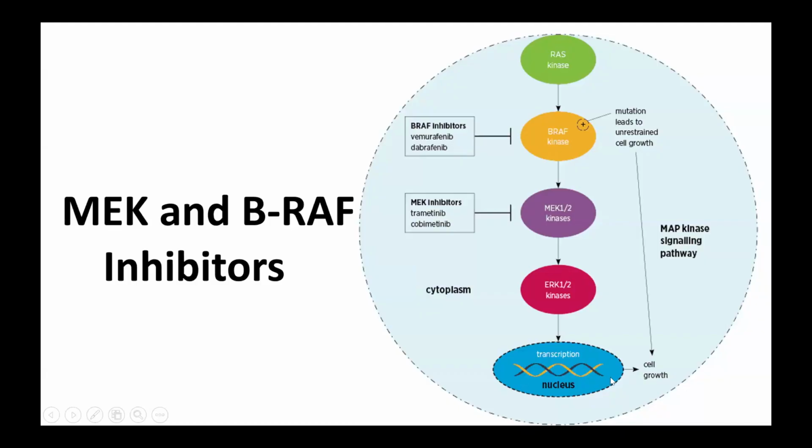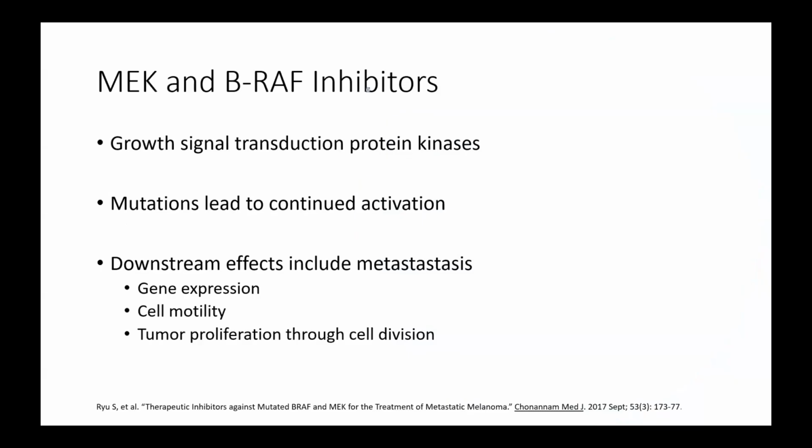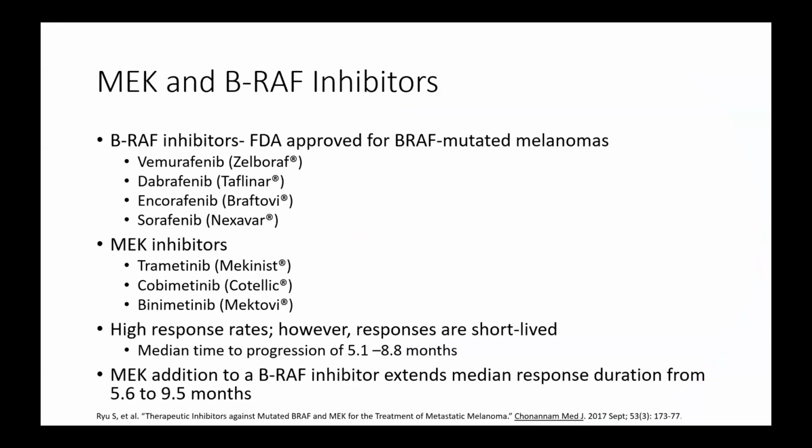Ultimately, if you do that, you shut off transcription in the nucleus, which decreases cell growth and also decreases cell motility, leading to decreased metastases. So again, these are growth signal transduction protein kinases. Mutations in the cancer cell lead to continued activation. The downstream effects include tumor proliferation and motility. These are the FDA-approved medications, and while they have a high response rate, the response is short-lived with a median time to progression of about 5 to 9 months.